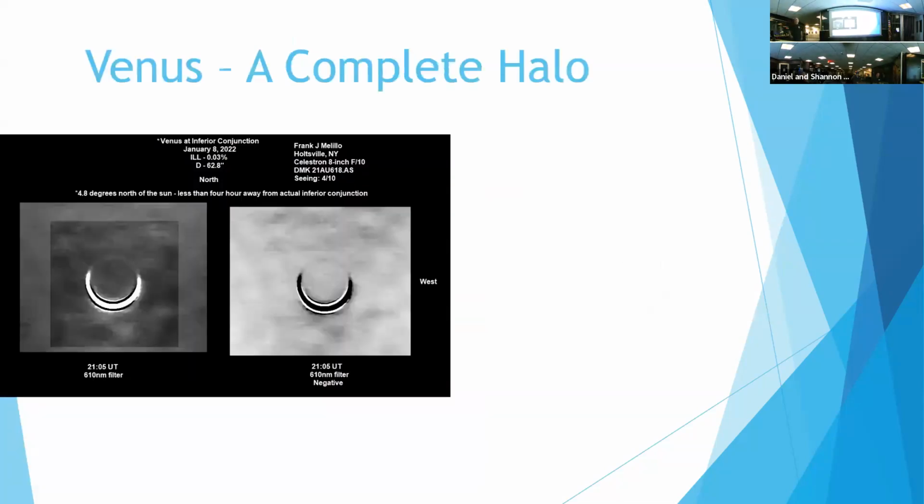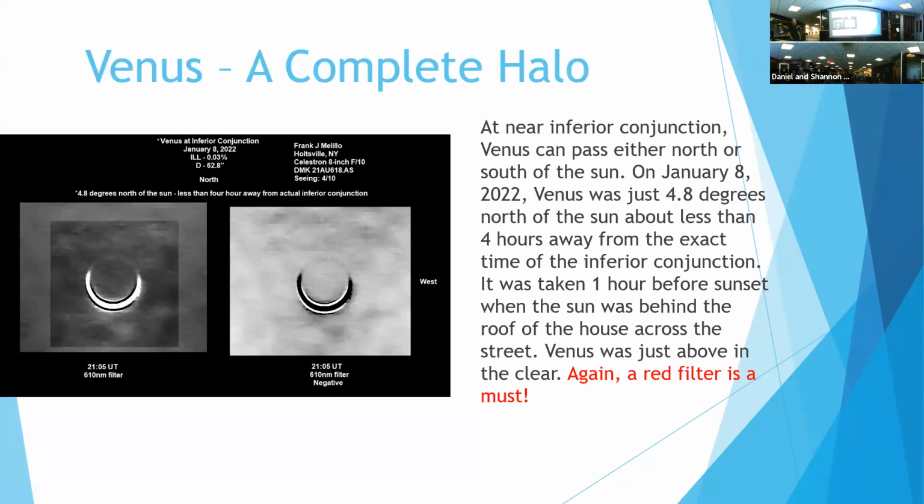Okay, Venus complete halo. What that means is, when Venus is near inferior conjunction, it can either pass north or south of the sun. So, for example, on January 8, 2022, Venus was just 4.8 degrees north of the sun, less than 4 hours from the exact inferior conjunction. It was 1 hour before sunset, when the sun was behind the roof of the house across the street from where I live, and Venus was just above the clearest area.